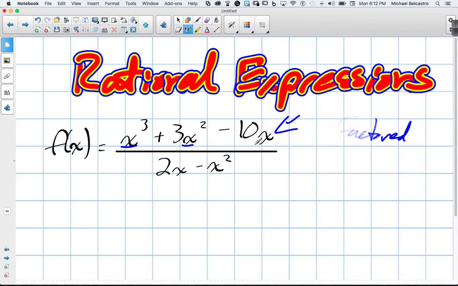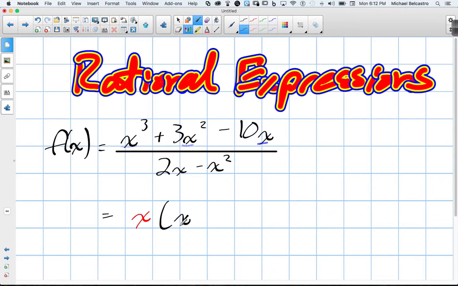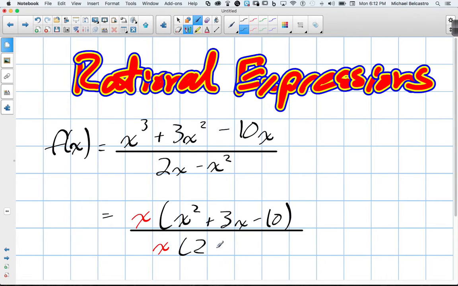I have an x involved in all of these, so we can common factor out the value of x, correct? So we take x out, I'm going to make that in red, and this would be left as x squared plus 3x minus 10. Essentially, you've subtracted an x value from the exponent of each of those terms. On the bottom, we can do the exact same thing. There's an x on each of those, so we can common factor out x again, and you're left with 2 minus x.